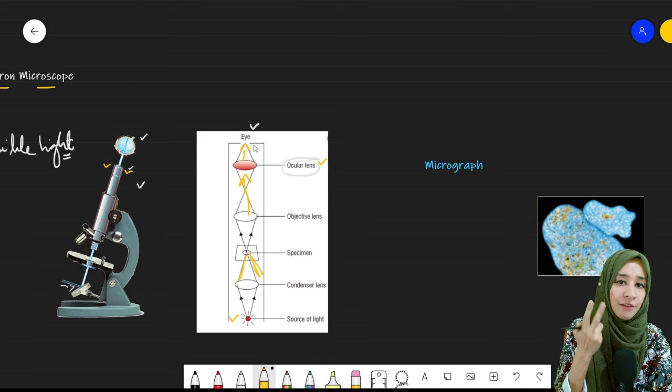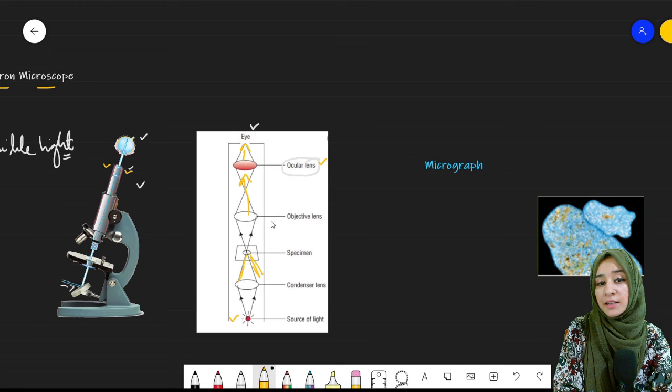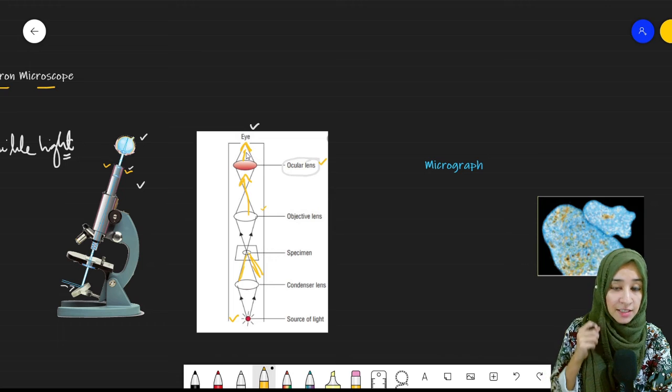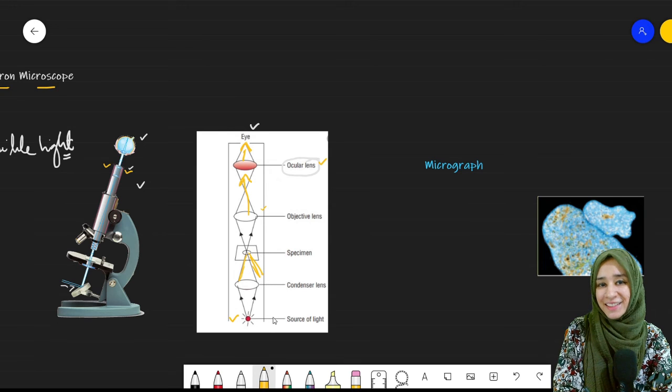So ocular lens has two processes. It will magnify the already magnified image and will then focus it towards the eye, so our eye can see the image that has come from the specimen. Clear? So this is the process.